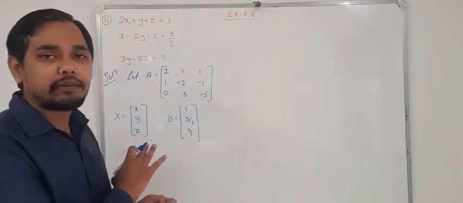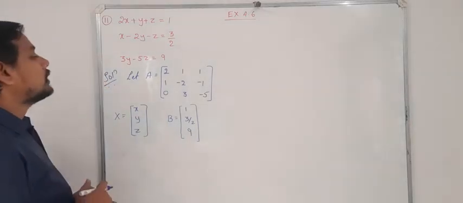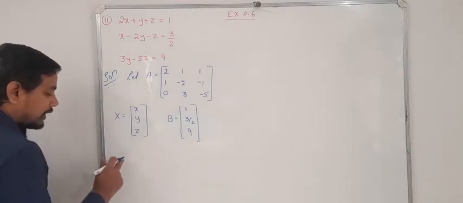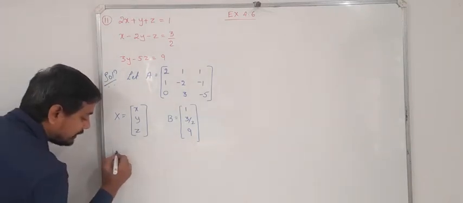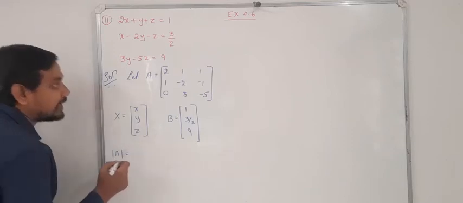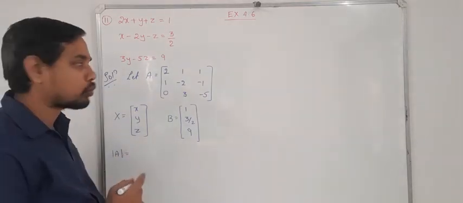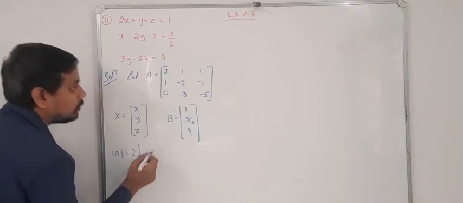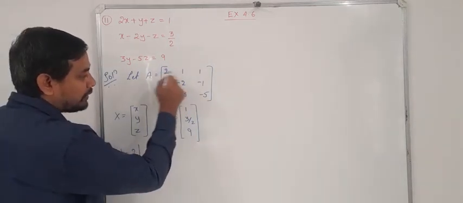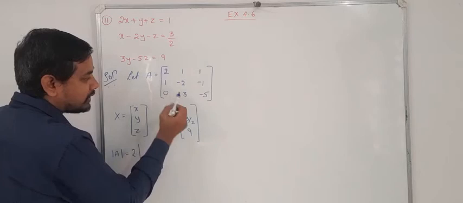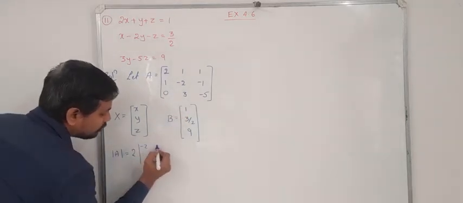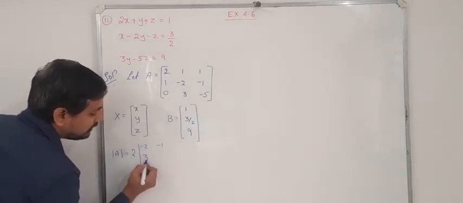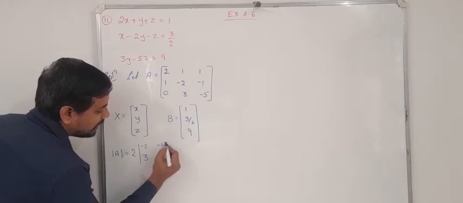This is how we are supposed to frame the matrices, the same as in the previous case also, right? So now let's find the value of determinant A. Expanding through the first row, 2 into the determinant leaving the row and column in which 2 is there: minus 2, minus 1, 3, minus 5.